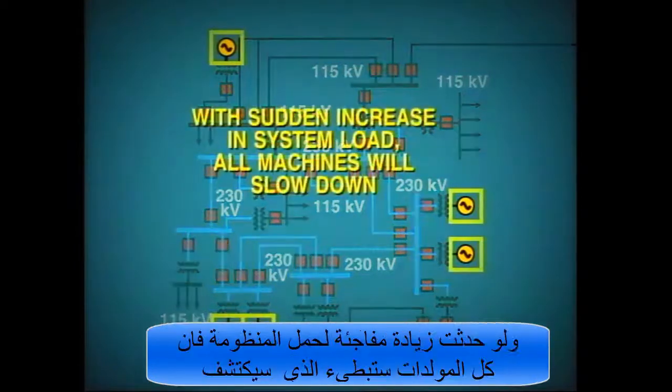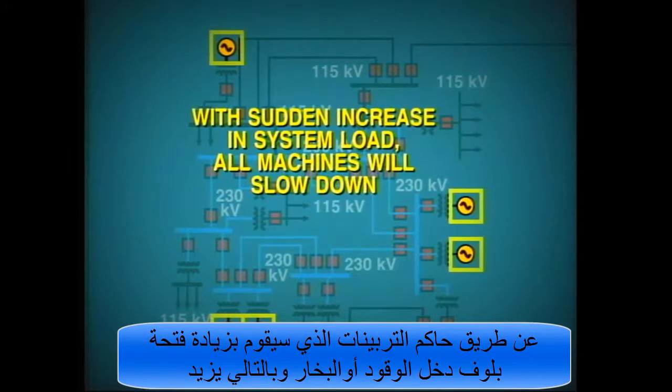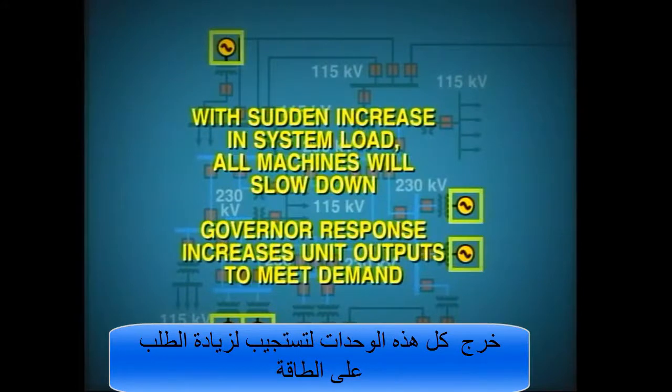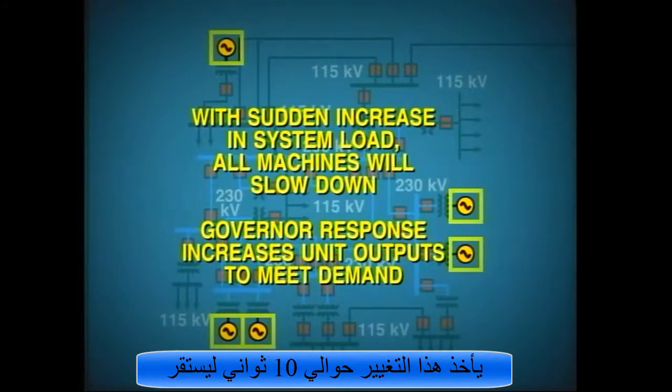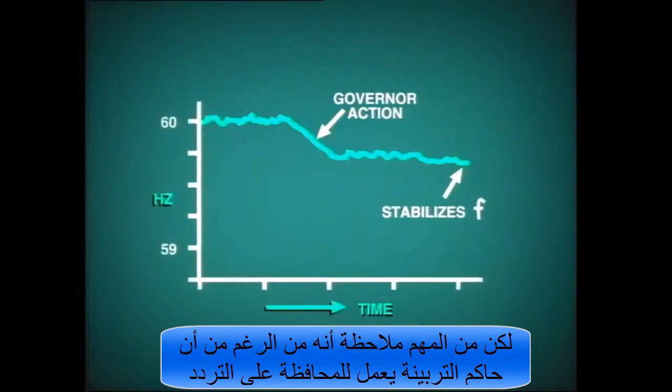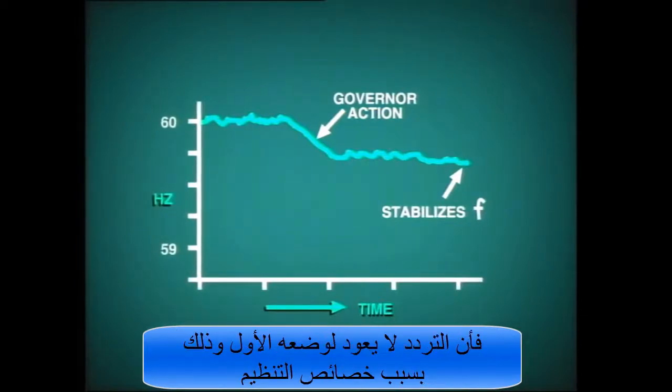If there is a sudden increase in system load, all of the machines immediately slow down, and this is immediately detected by the governors. Governor response opens up the fuel inlet or steam inlet valves, and so increases the unit outputs in order to meet the increased load demand. This action takes about 10 seconds to stabilize. However, it is important to note that although each governor moves to stabilize the frequency, it does not return the frequency to its original position.